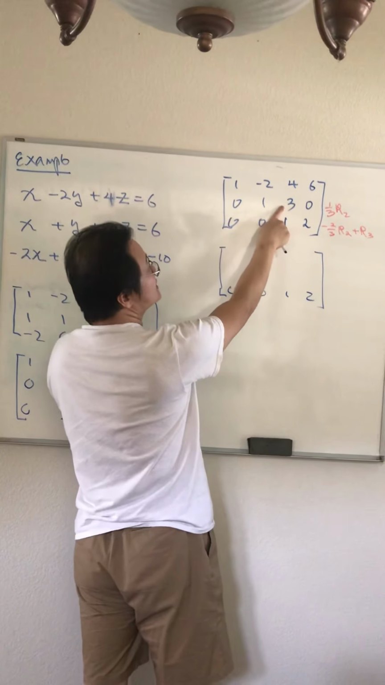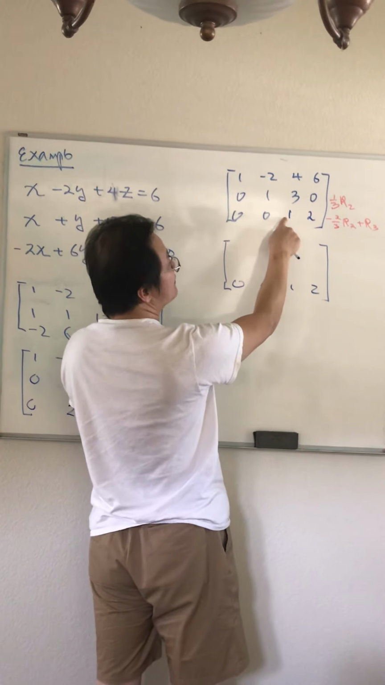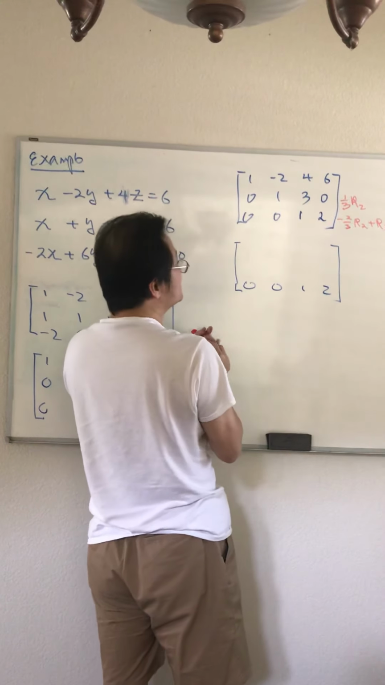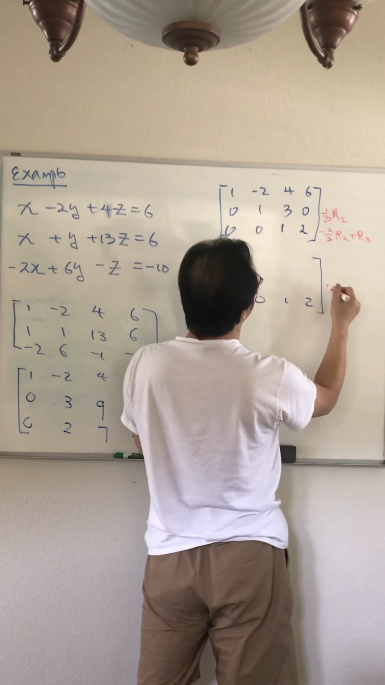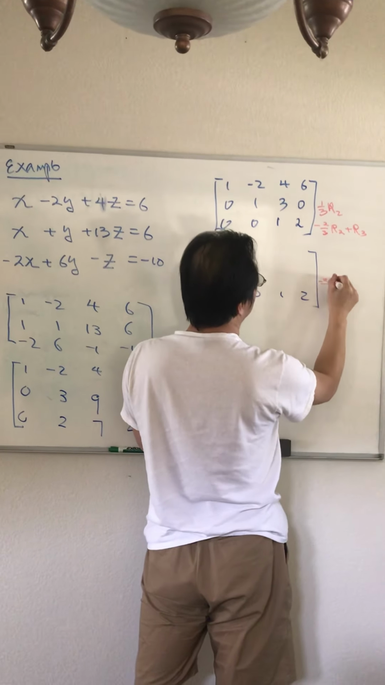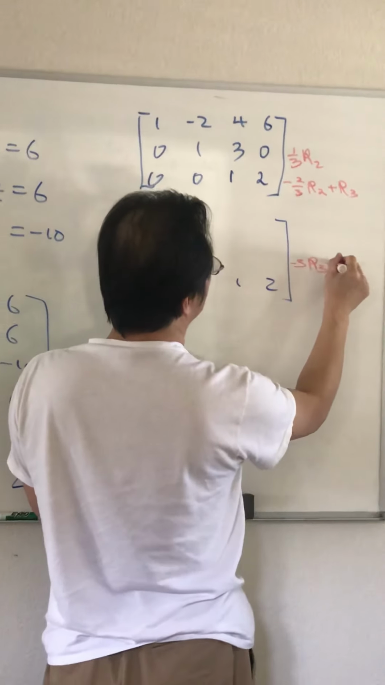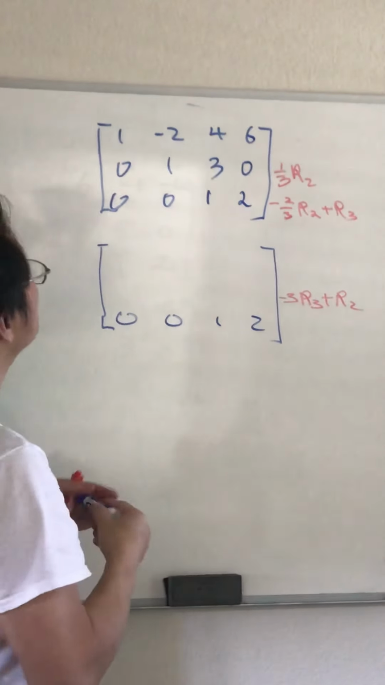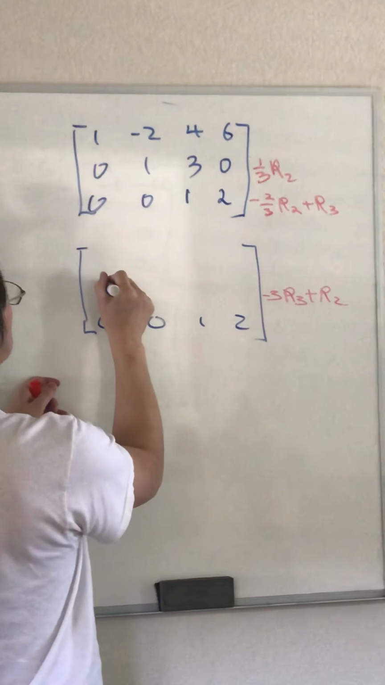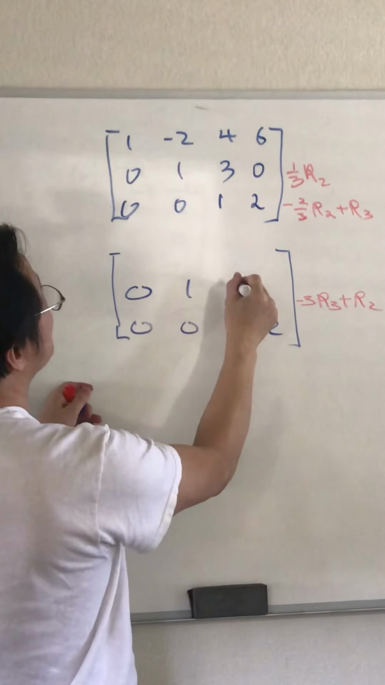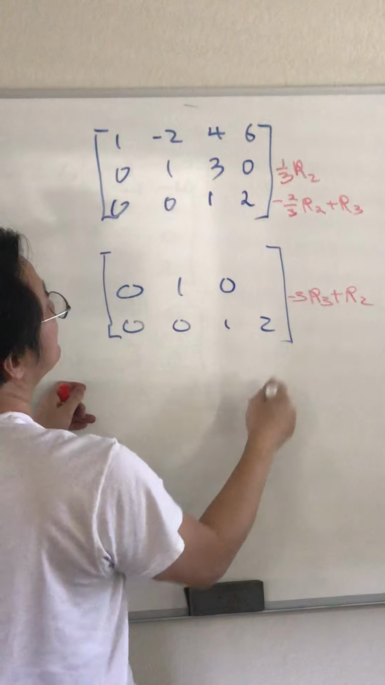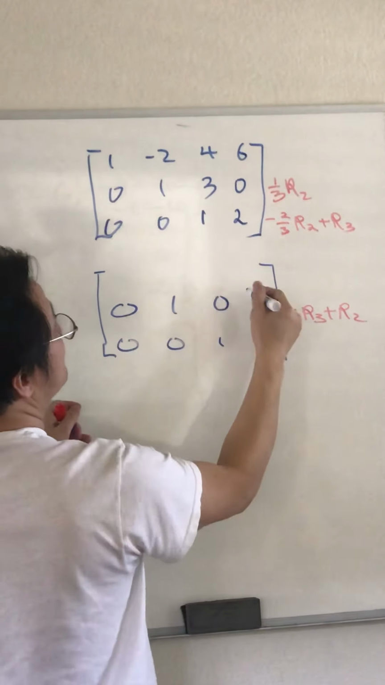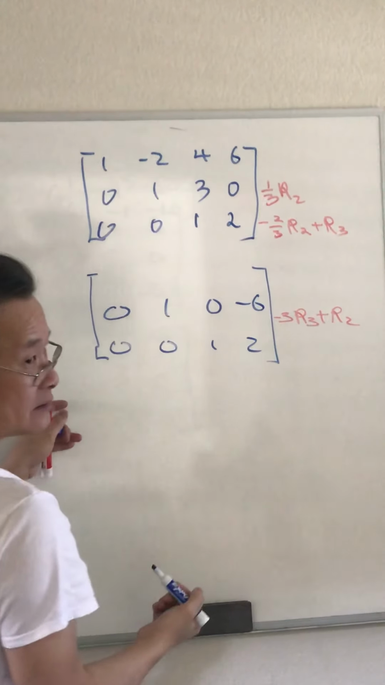So to make that a 0, I'm going to take minus 3 times 1 plus 3, so that gives you a 0. So the operation is negative 3 row 3 plus row 2. Okay? So you go 0, 1, 0. Now minus 3 times 2 is a negative 6 plus a 0, negative 6.